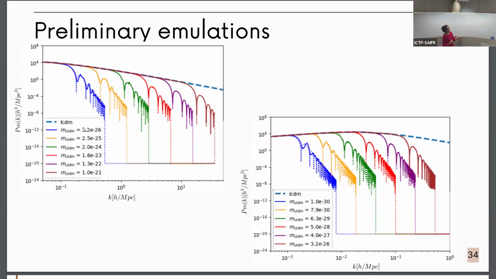So this is the heavier ones. And here you see that in the end of this training set, it starts to miss the feature. Here, on the other side, the smaller masses, I start in 10 to the minus 26 and go up to 10 to the minus 30. And it starts to miss the features here. So it's not a physical thing, it's just how diverse is my training set.